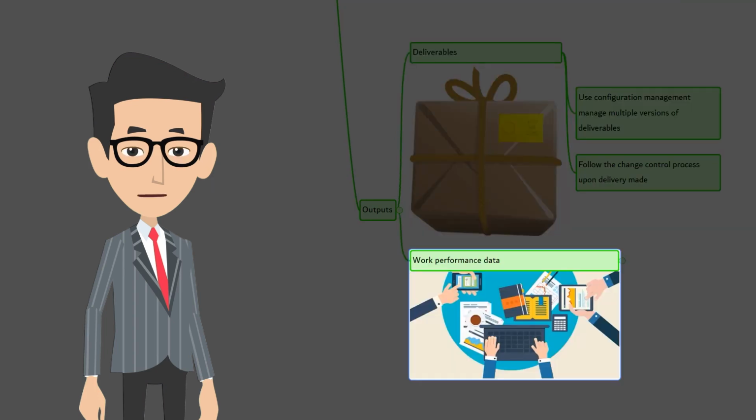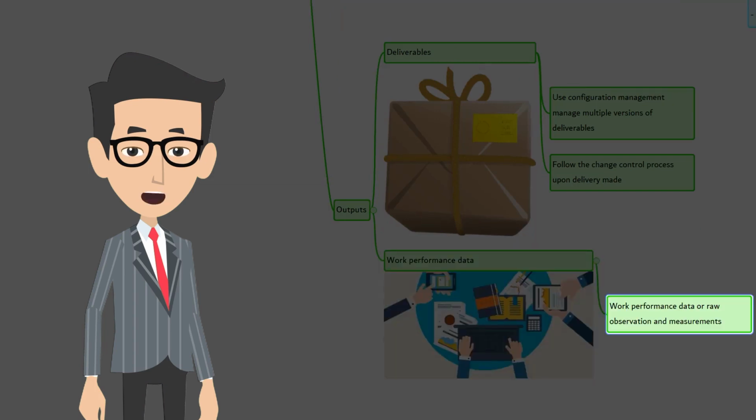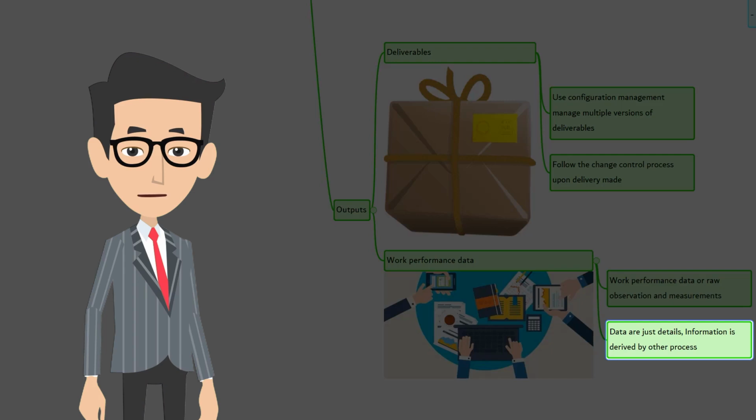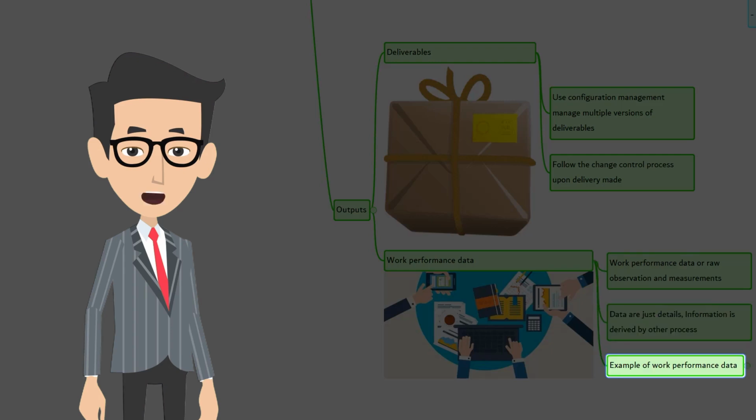The next one is work performance data. Work performance data are the raw observations and measurements identified during activities being performed to carry out the project work. Data are often viewed as the lowest level of detail from which information is derived by other processes. Let's look at some of the examples of performance data.